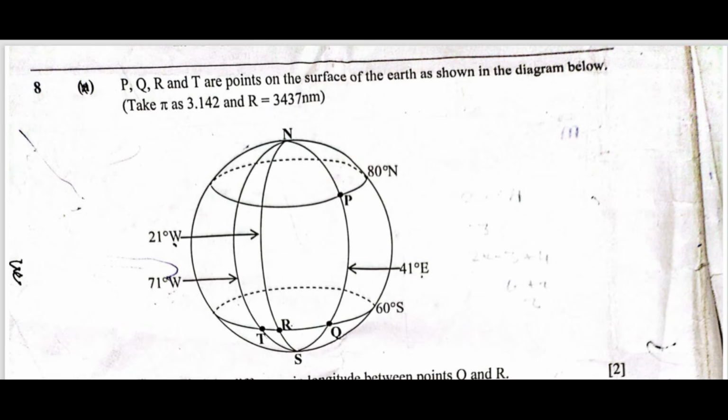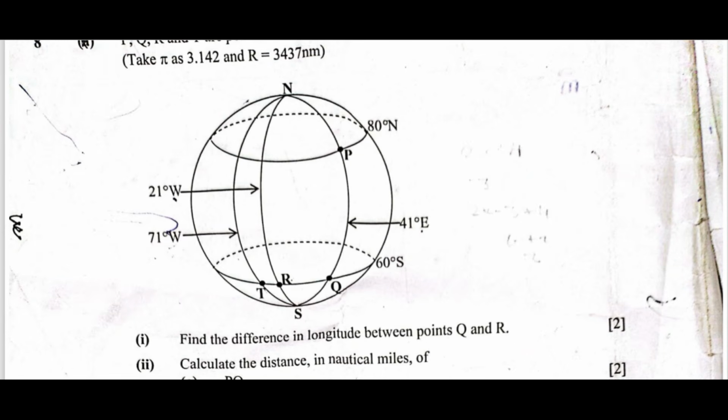P, Q, R, and T are points on the surface of the earth as shown in the diagram below. Take pi as 3.142 and radius 37 nautical miles. Now let's look at the question. So the first question is find the difference in the longitude between points Q and R. So we need to look at the longitude for R. So the longitude for R is 21 degrees west. Then for Q, we can see that Q is 41 degrees east.